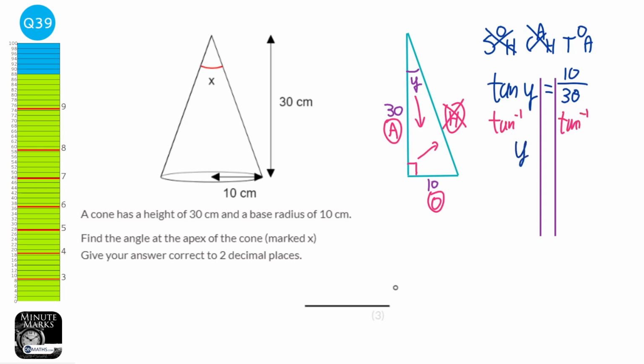So that will just leave y on the left hand side, and then we need to find out what the inverse tan of a third is. And the inverse tan of a third is 18.434 blah blah blah.